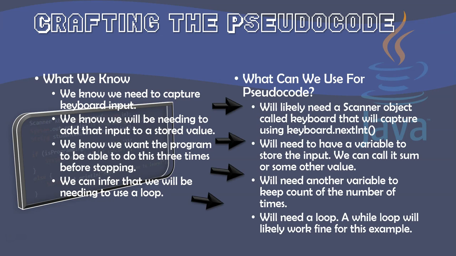Well, we're likely going to need a scanner object called keyboard or KB, whatever we refer to it as, that's going to capture that input using keyboard.nextInt. We're also going to need to have a variable to store that input, and we can call it, for example, sum or some other equivalent value. And we're going to need another variable to keep track of the number of loops that it's going to be iterating through. So remember, we're going for 3 times, so having a variable such as count is a great way to keep track of that. And as I mentioned, we will need a loop, and a while loop will work perfectly fine for this example. We could, of course, use a for loop as well, but let's go ahead and approach this through the lens of a while loop.